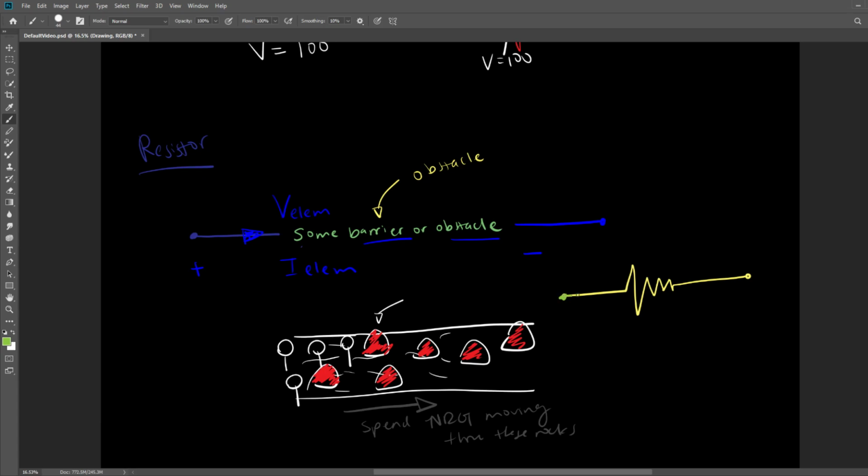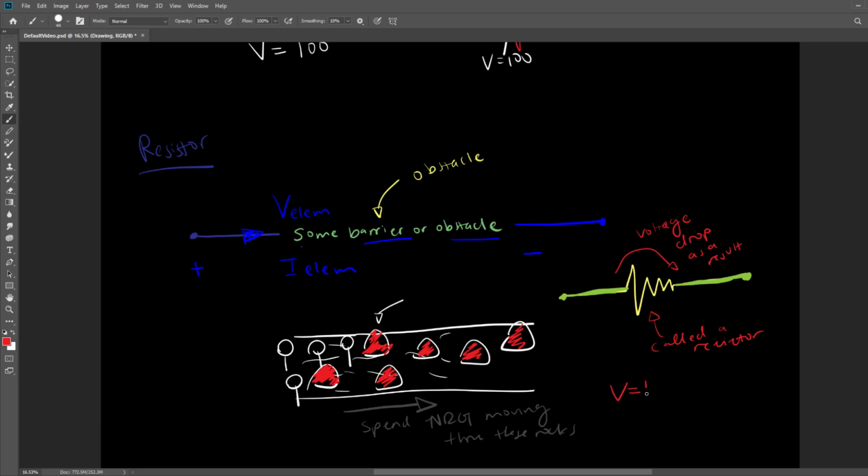That is a bad color. Let's go like this. And that's called a resistor. It's some different metal barrier, something that forces the electrons to waste energy trying to move through this thing. And as a result, there's a voltage drop. And so that voltage drop can be represented in the equation of Ohm's law.